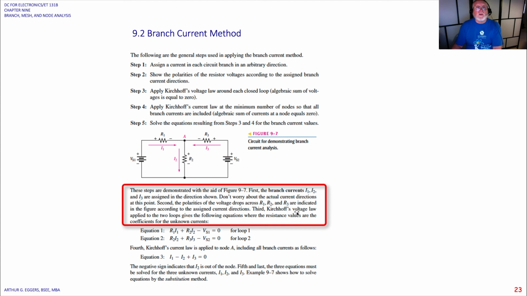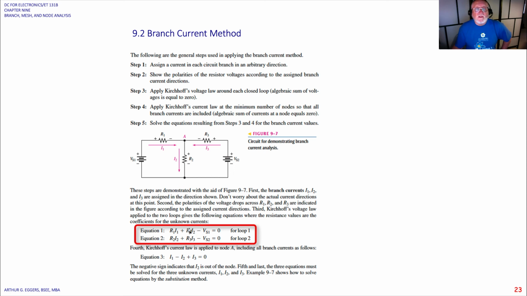Third, Kirchhoff's voltage law applied to the two loops gives the following equations where the resistance values are the coefficients of the unknown current. So you can see we're putting these in kind of a standard form here. We've got our voltages on the left side here. So we've got R1, I1, R2, I2, and the same thing for equation number 2. So loop 1 and loop 2 current equations or loop relationships are spelled out here.